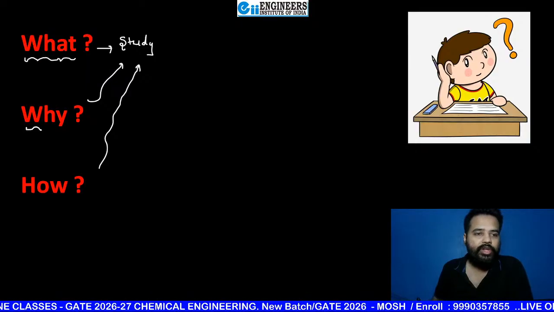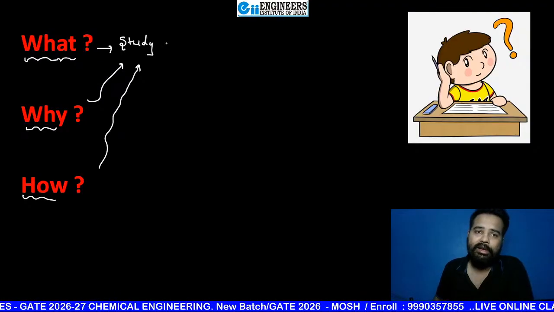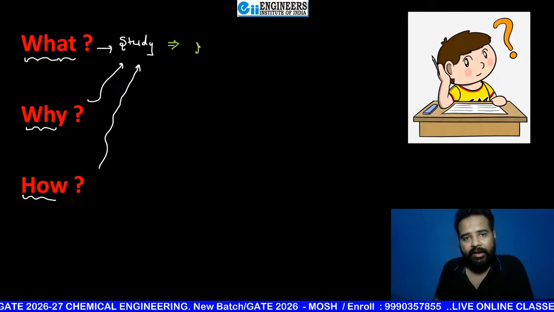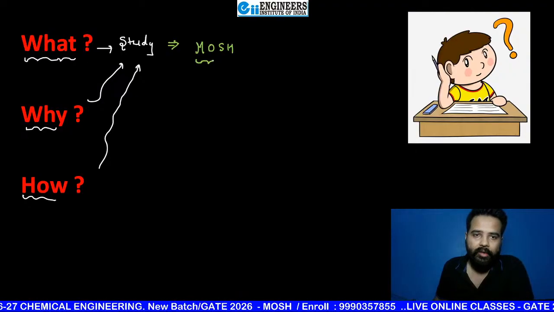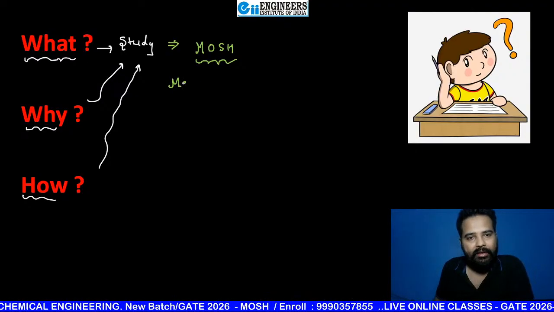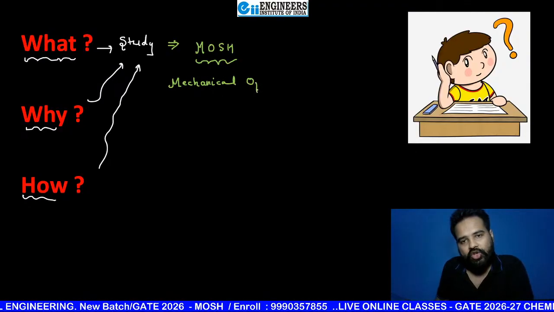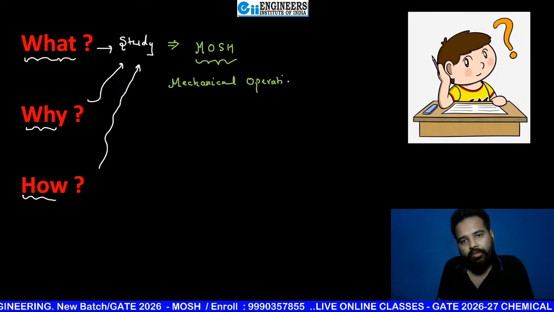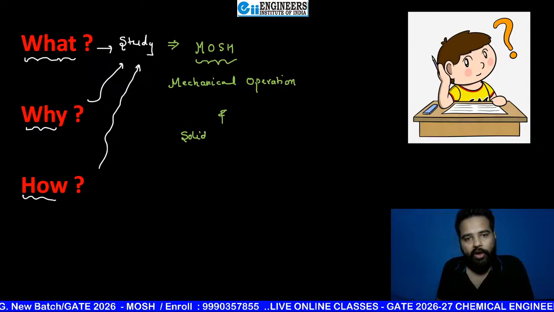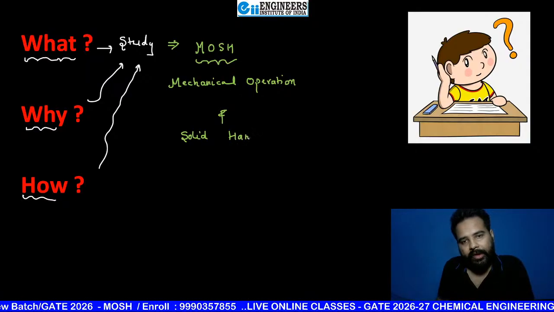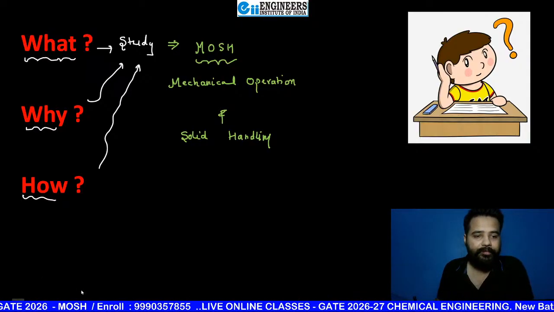If you are going to check the answer of the first word, always the first word, what, is related with the name of subject, and here the subject name is MOSH. That means, beta, mechanical operation and solid handling. Mechanical operation and solid handling.